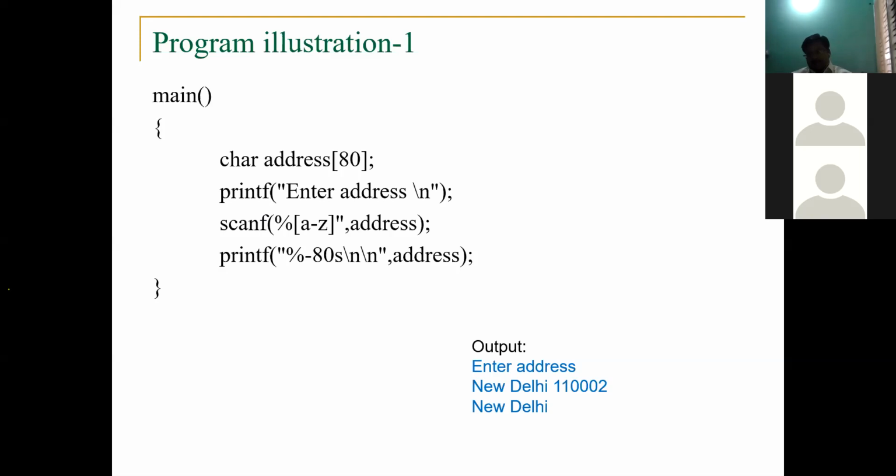So the output, if you just see the output of this program, a printf statement. Now, while accepting, scanf will accept only lowercase letters. Now, there's a small mistake here. N and D is in uppercase. So if you want to accept even these two characters, then instead of just a to z, you can also give uppercase A to Z. This entire string, that is New Delhi, will be accepted by this scanf statement.